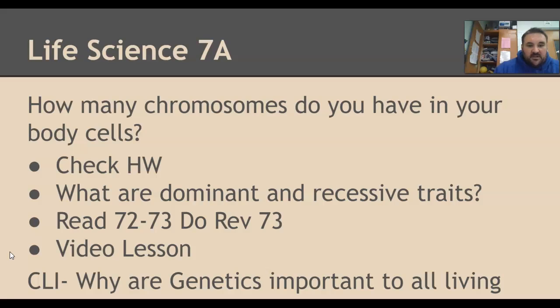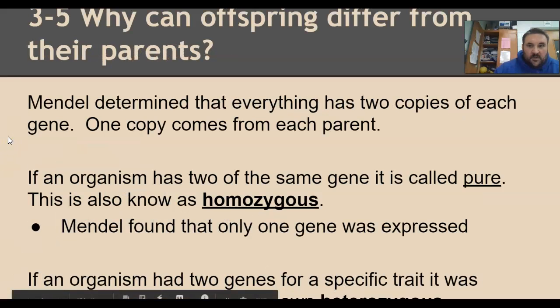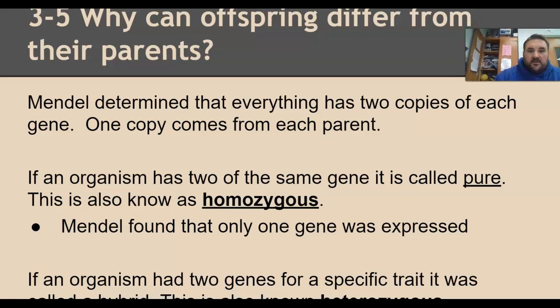Today we're going to start talking about dominant and recessive traits, and what makes something dominant or recessive. Dominant and recessive play a huge role in why organisms are different from their parents. So Mendel determined that we need 2 copies of everything that he called inheritance factors. We later found out that those were genes.